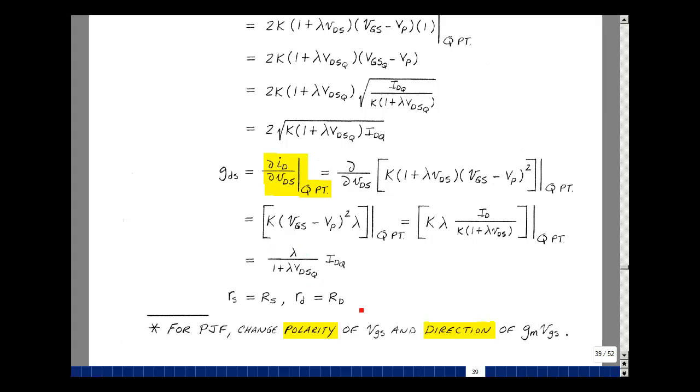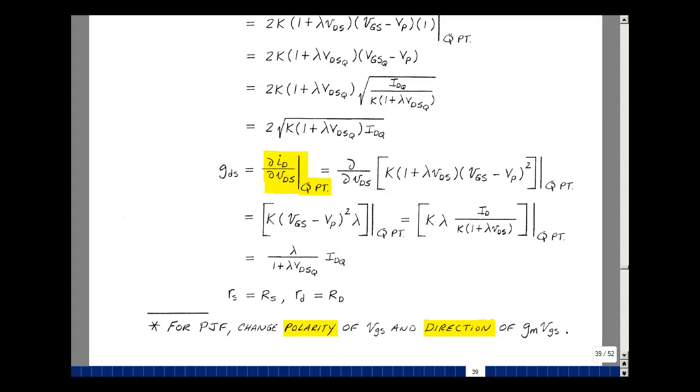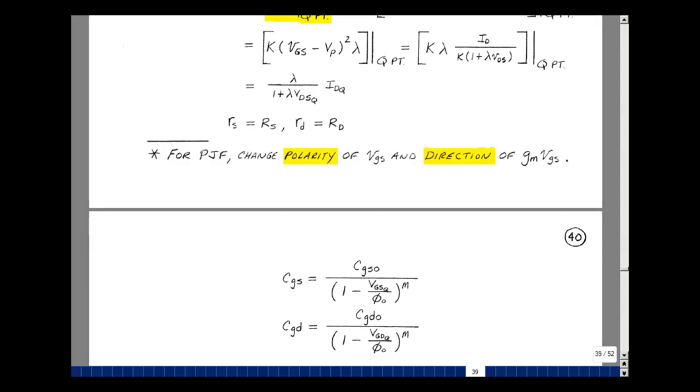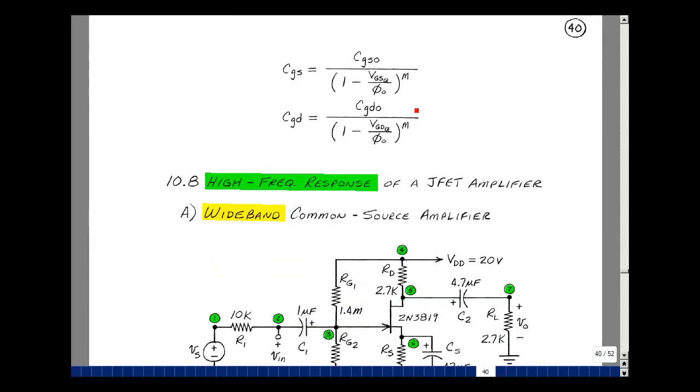The model for the P-channel device for AC would simply be changing the polarity of the gate source voltage and changing the direction of the controlled source of GM VGS. We will also flip the subscripts accordingly like we did in Chapter 5. Lastly, we have the capacitances associated with the gate to source and gate to drain diode. We'll go to our large signal equations and grab those and evaluate those at the Q point.